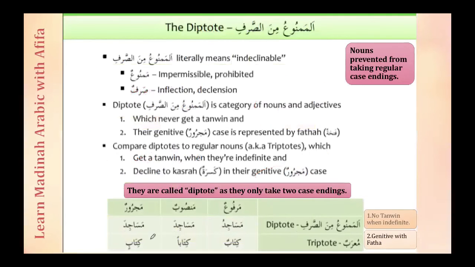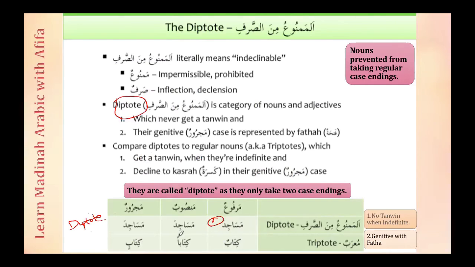So these words again are called diptote, because they function a little bit differently than the other words we've been looking at. So if we look at kitabun, we said kitabun, kitaban, kitabin, right? But these words, which are diptote, they work a little bit differently. Diptote, how is it different? So if it's marfu, you say masajidu, you don't say masajidun. You don't pronounce the tanween. This is how they're different, number one.